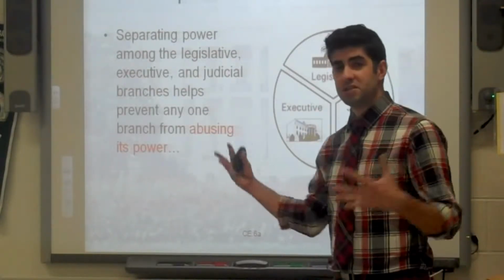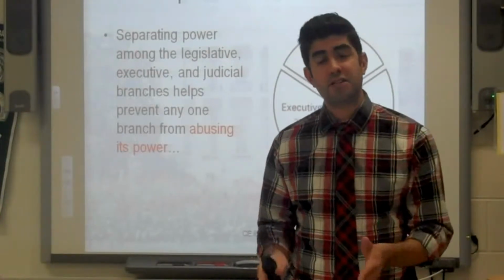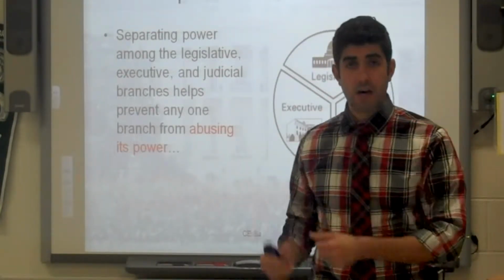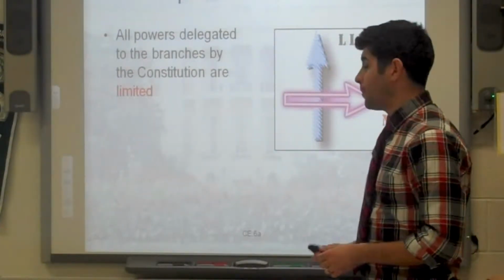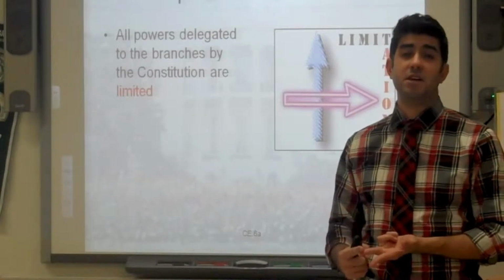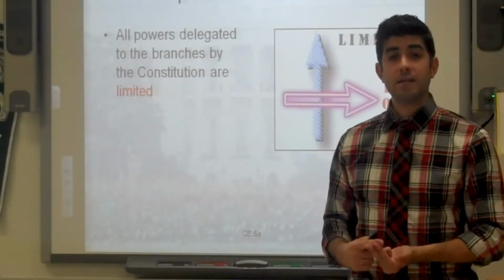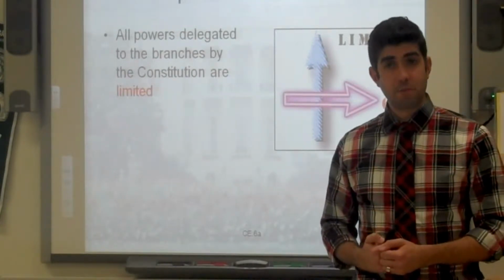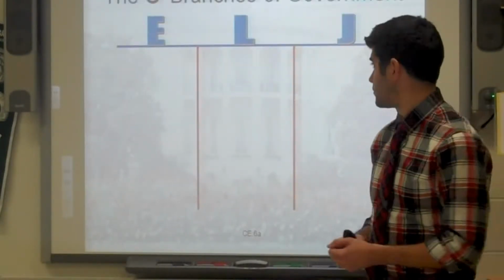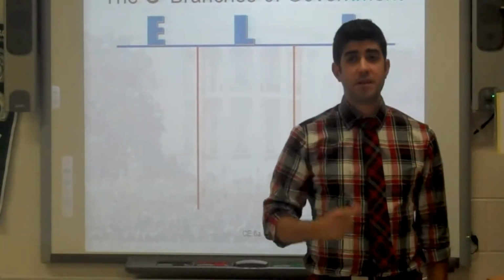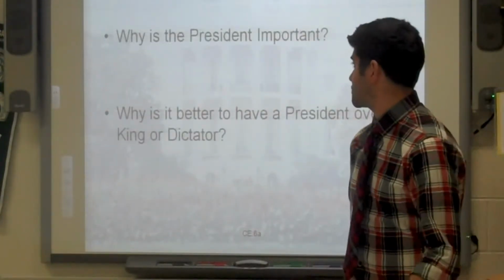Therefore, they wanted to balance each branch out and give each branch specific roles and their own specific duties in our government. All powers delegated to any of the branches, whether executive, legislative, or judicial, are limited by the powers of our Constitution, which is supposedly the supreme law of the land. Again, you have your executive, legislative, and judicial. Today we focus on the executive branch.